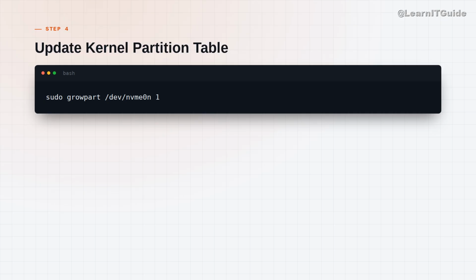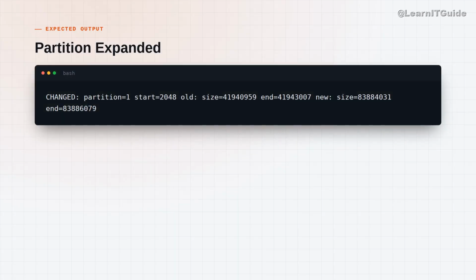Note the space between the device name and the partition number. This is crucial. If you get a command not found error, you can install the tool using sudo apt install cloud-guest-utils. This command essentially rewrites the partition table header to encompass the new physical blocks. The output shows the partition size has changed. The new end sector is significantly higher than the old one.